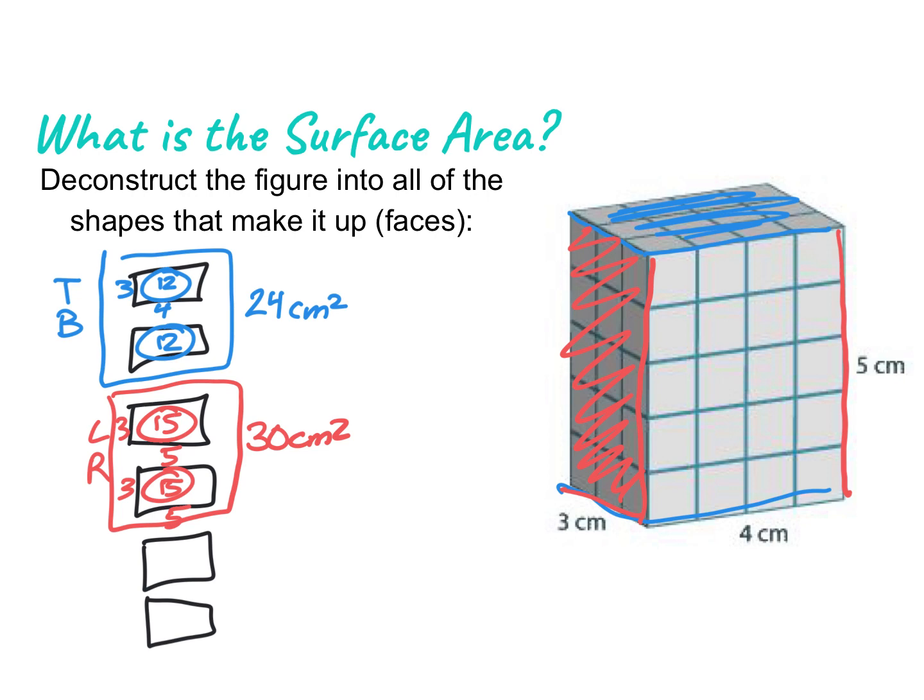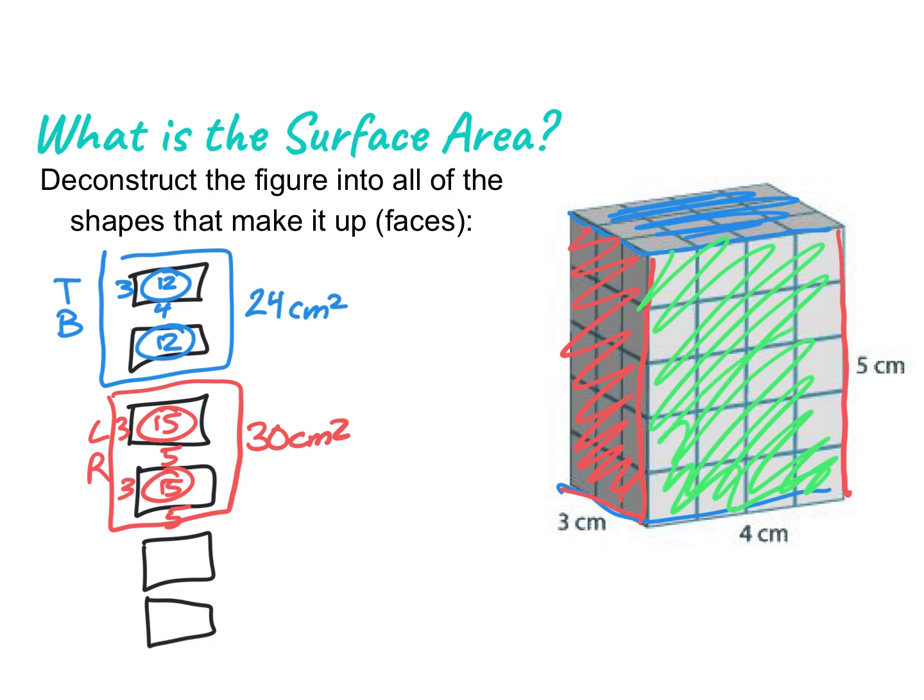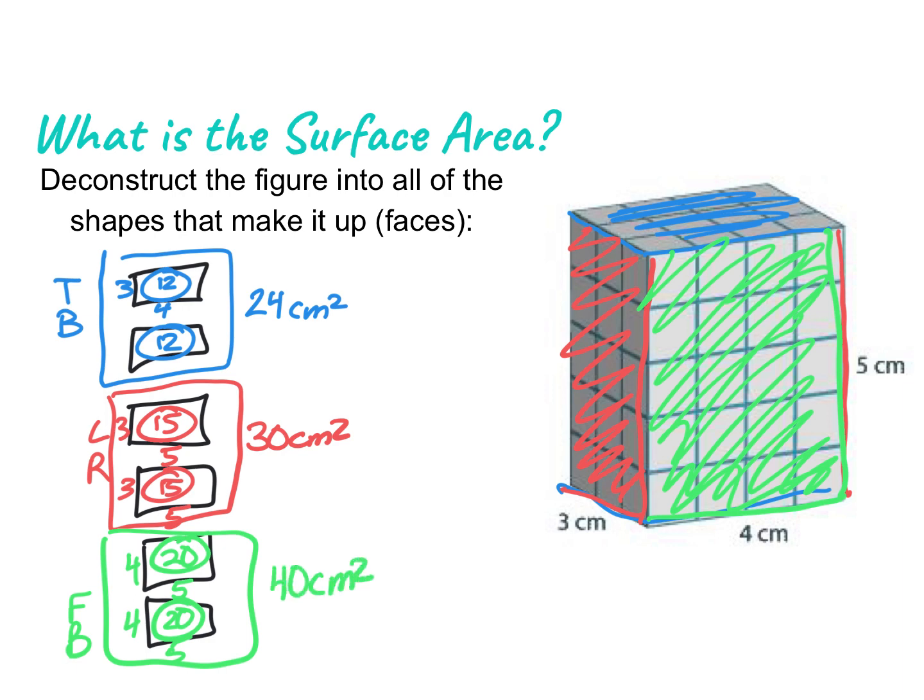And then lastly, I've got the front, and I can't see it, but we know that there's also a back side, and that back side's going to match the front side. It's 4 by 5. So my front and my back is 4 by 5. 4 times 5 is 20. The area is 20 on each, so I have a total of 40 centimeters squared.